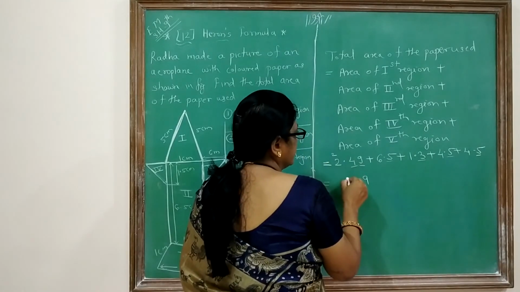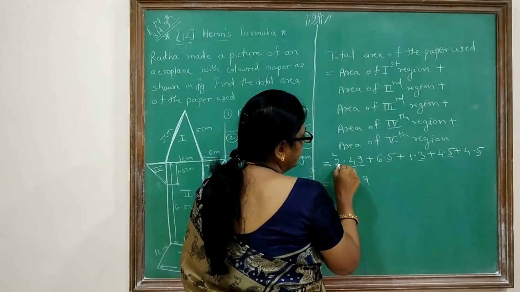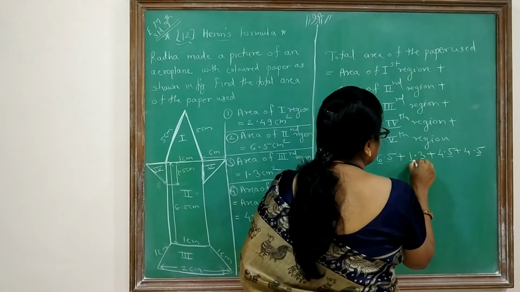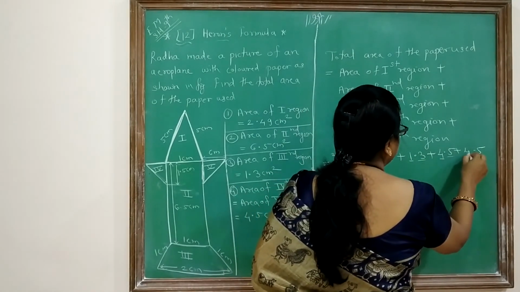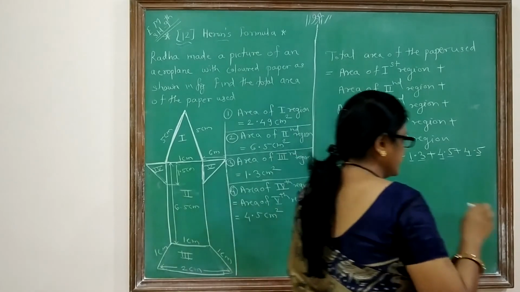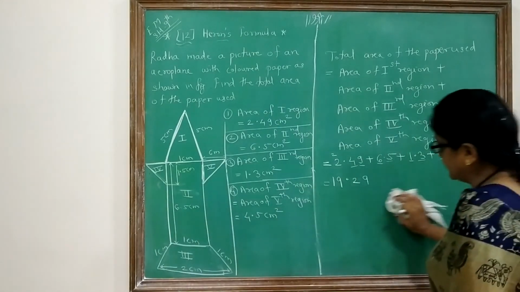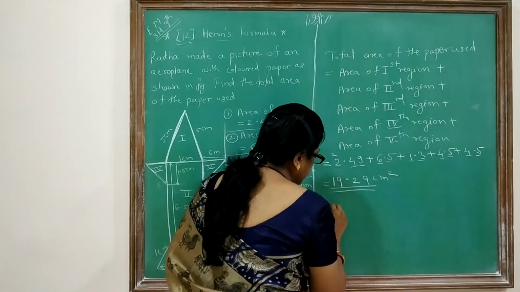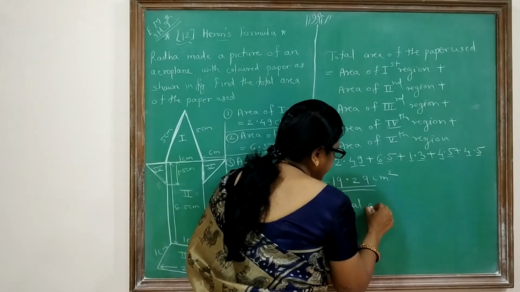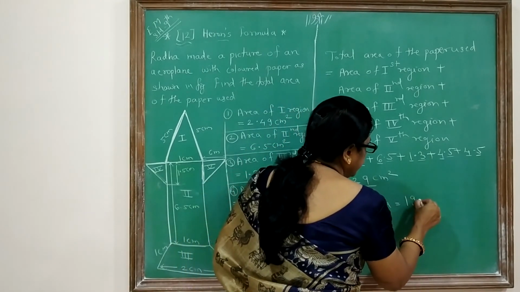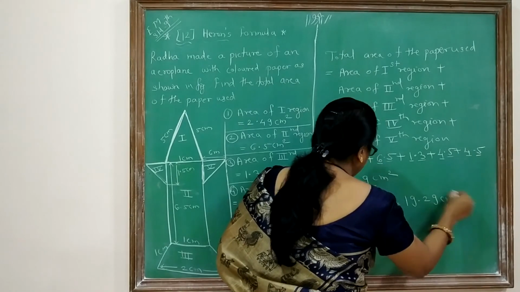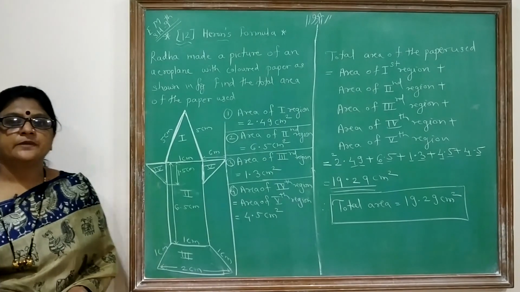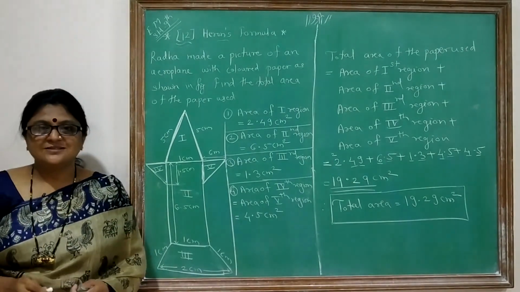Then 2 is here, that is 2 to 4. 4 plus 6 is 10. 10 plus 1 is 11. 11 plus 4 is 15. 15 plus 4 is 19. Means your answer is 19.29 centimeter square. Means your last answer is total area equal to 19.29 centimeter square. This is your last answer. Then the rest you will see in the next lecture.